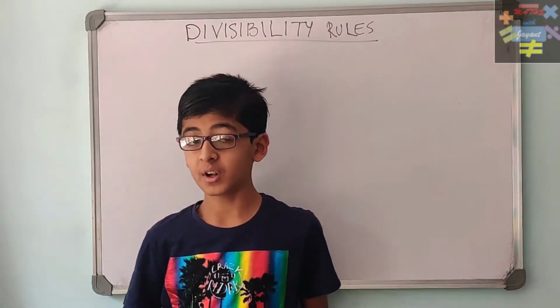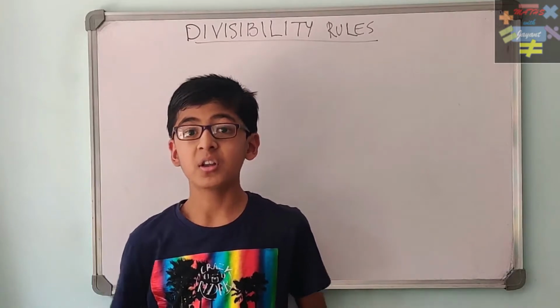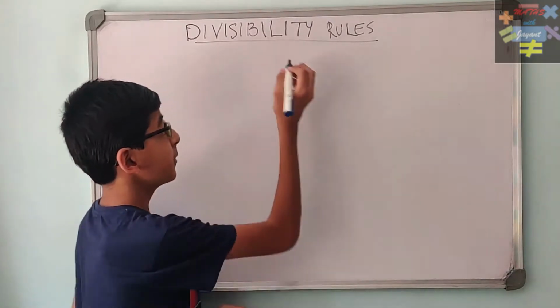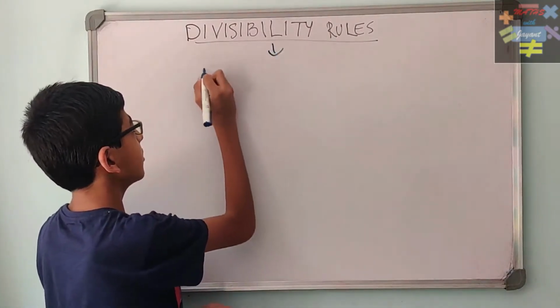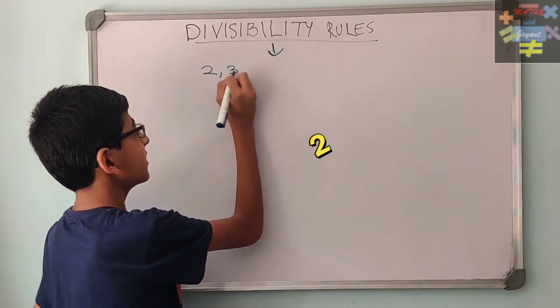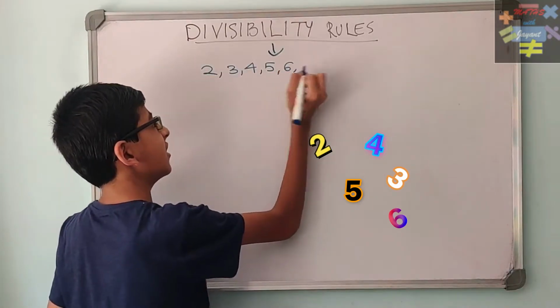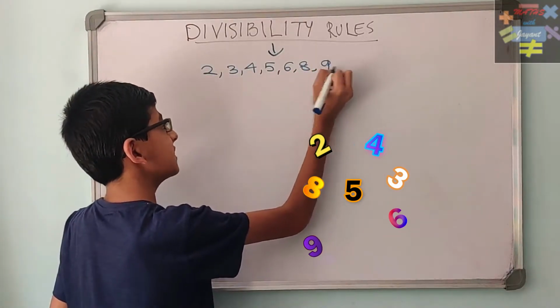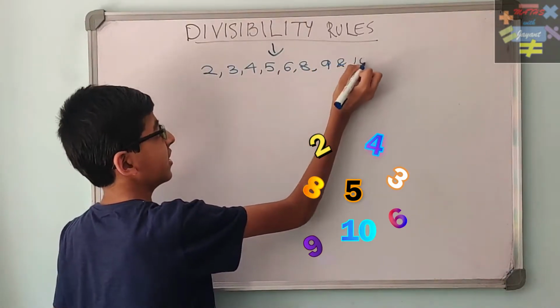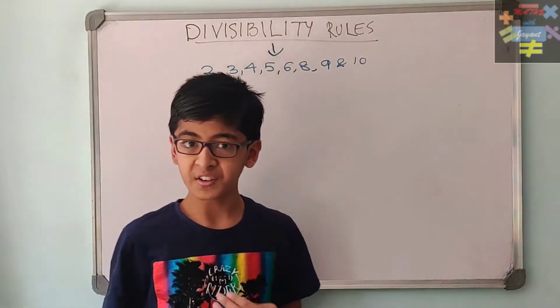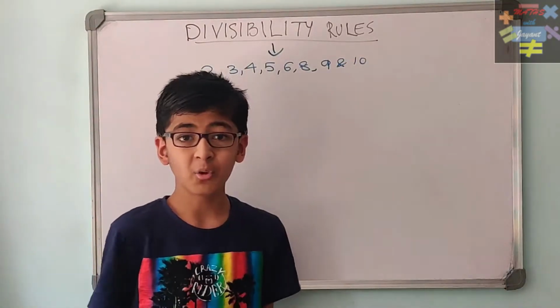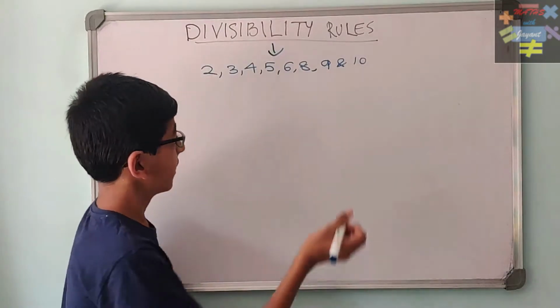Today we are going to cover a very important topic. Today's topic is divisibility rules. The divisibility rules of 2, 3, 4, 5, 6, 8, 9 and 10. So first let us understand what divisibility rules are. So what are divisibility rules?